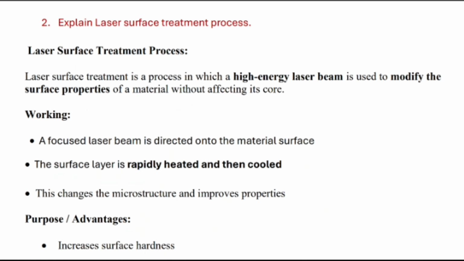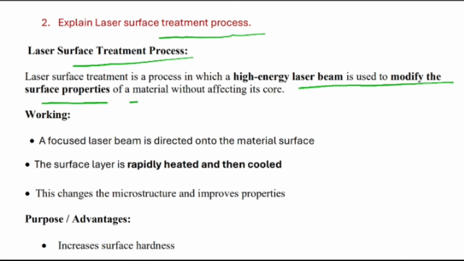Next question: explain the laser surface treatment process. Before going to that, what do you mean by laser surface treatment process? It is a process where high-energy laser beams are used to modify the surface property of the material without affecting the core material. So this process is applied on the top surface of the material. How does it work?